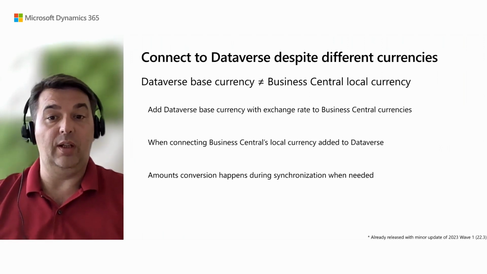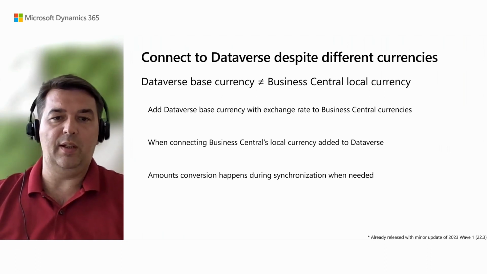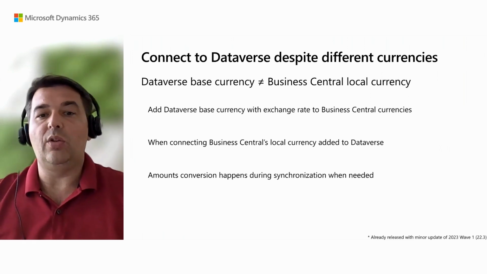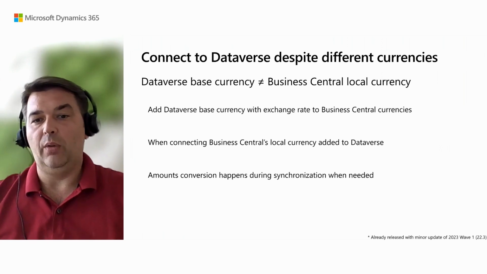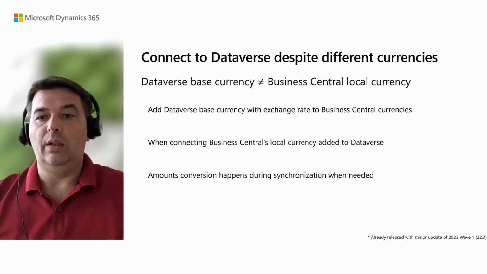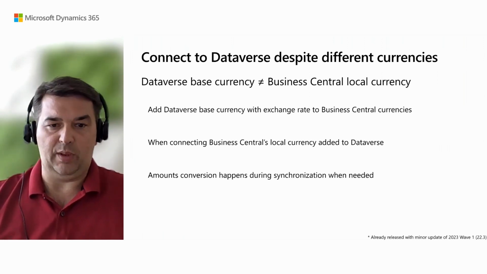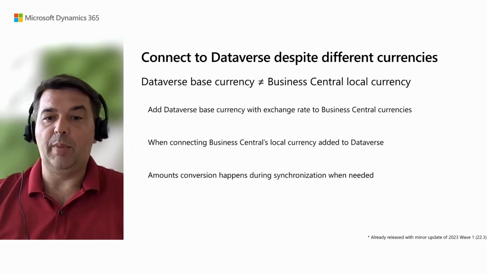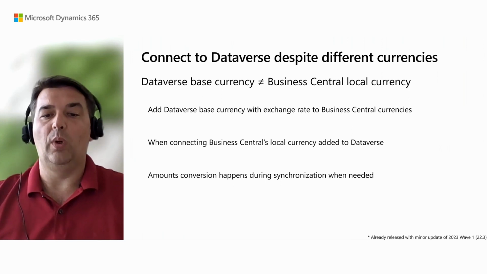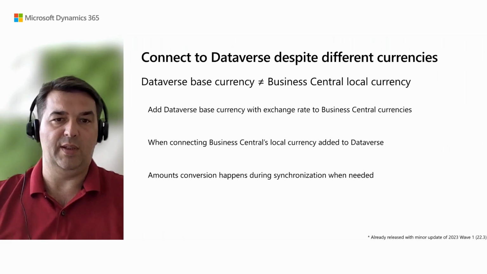Then when you connect to Dataverse, Business Central's local currency is added to the list of currencies in Dataverse automatically. Integration converts monetary amounts on the fly. This means when converting amounts from Business Central local currency, the amounts synchronize with the Business Central local currency in one of the additional or non-base currencies in Dataverse. On the other hand, when converting amounts from Dataverse-based transaction currency, amounts are converted to Business Central local currency based on the latest exchange rate synchronized from Business Central.